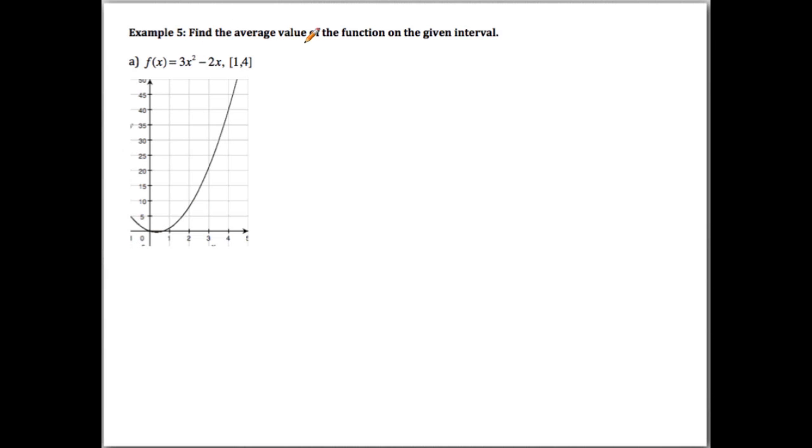Example 5, it says find the average value of the function on the given interval. So here we have 3x squared minus 2x on the interval from 1 to 4. So we want to go from here to here, and we want to find the average value. So we can actually just write it now as f of c equals 1 over, now the difference in the interval, so 4 minus 1, times the definite integral from 1 to 4 of 3x squared minus 2x dx.